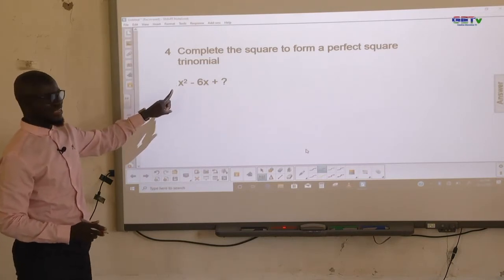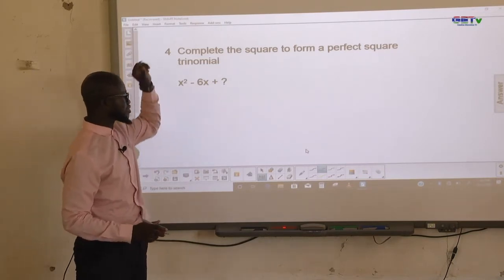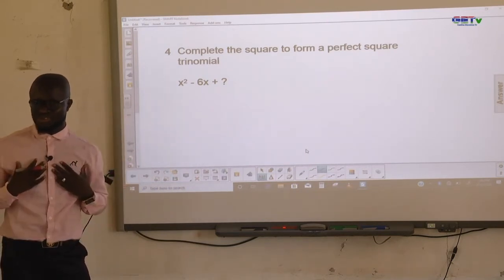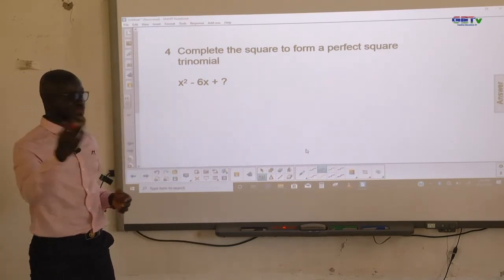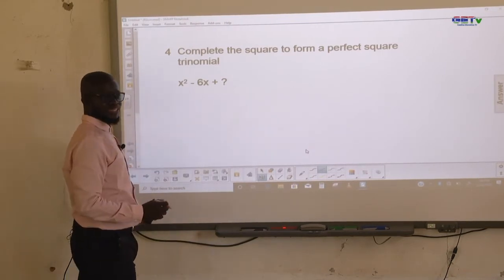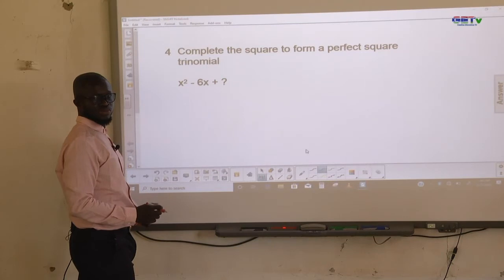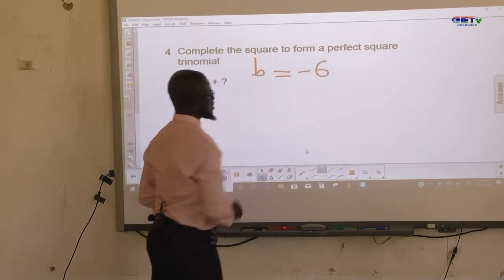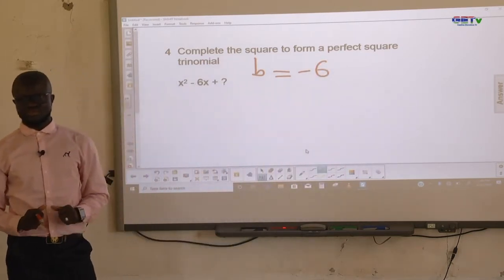Remember the expression is x squared minus 6x plus question mark, meaning what's supposed to be there? Do I know? I don't. Maybe you know. Well, let's look at it together. Who can give us the value of b in this expression? b equals negative 6. Very good answer.